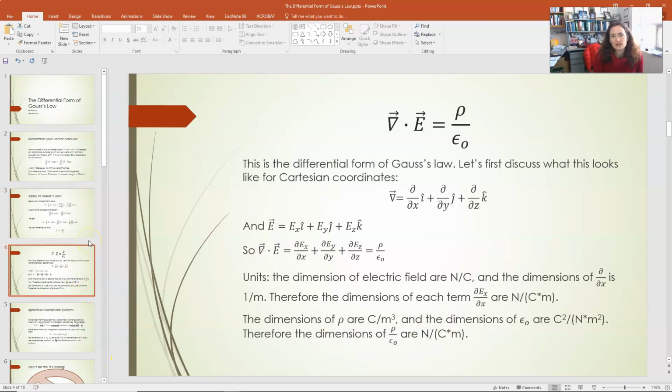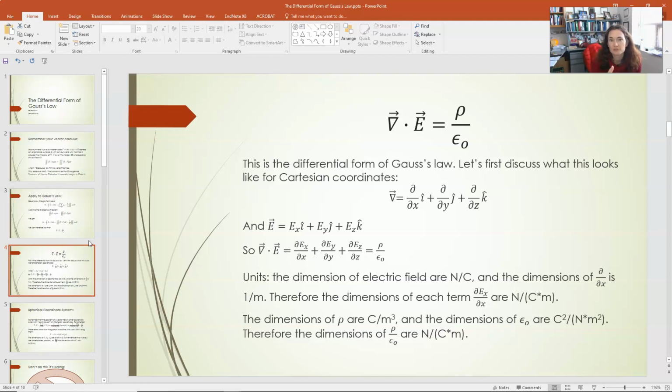Okay. So let's talk about this new formula that we have. Del dot E is equal to rho over epsilon naught. And let's break it down and analyze it from a lot of different viewpoints. That's what I'd like to do with the rest of this video. So first, let's talk about what this might look like for Cartesian coordinates.